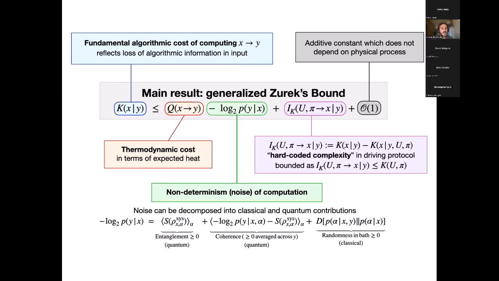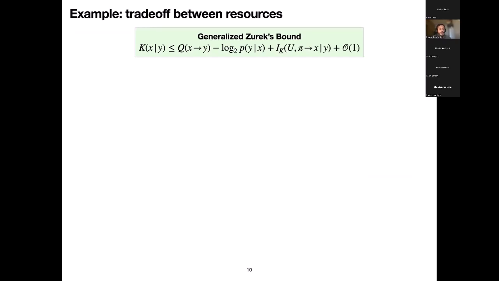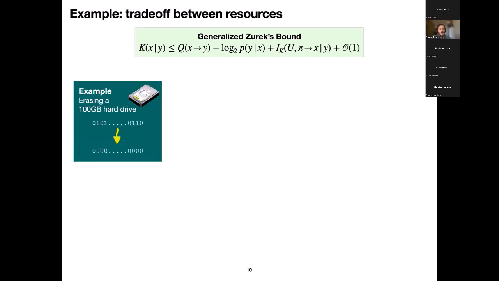So let me discuss this, I think, quite interesting trade-off between what I call these three resources: the heat, the noise, and the complexity. I'm going to illustrate it with an example, and the example is quite simple. We have a huge hard drive, let's say a 100 gigabyte hard drive, and it starts in some very long and incompressible binary string, which is all our Dropbox or whatever, and we want to erase it, and map it to an all-zero string.